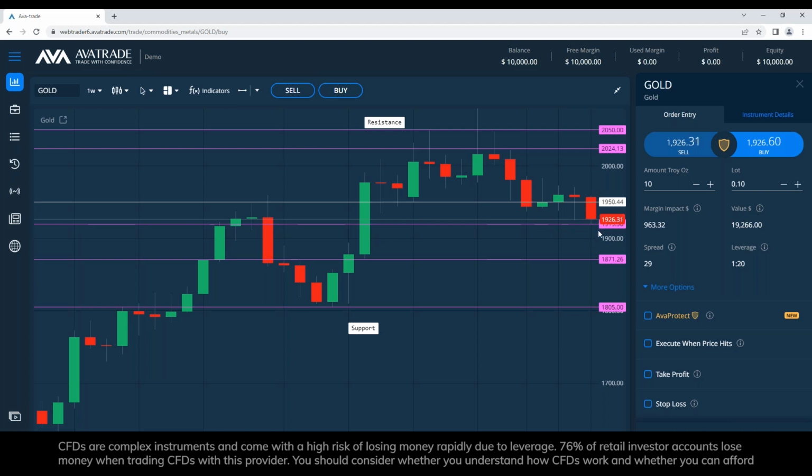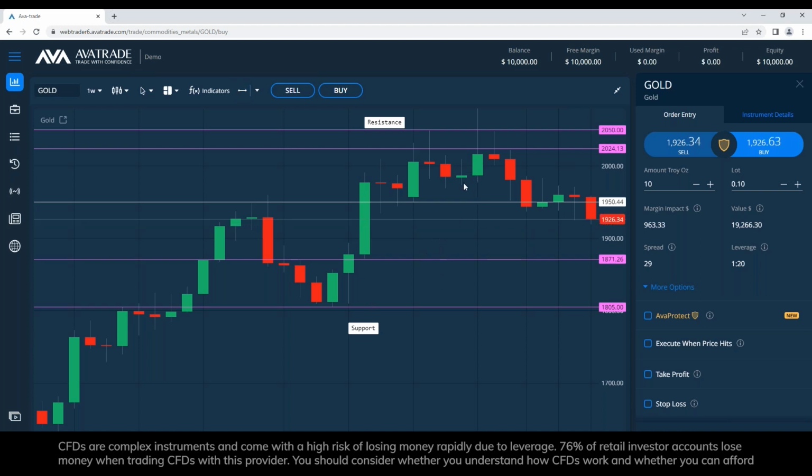If it goes up, in order to break it, it already passed that level. In order to pass the next support line, that's much lower, right? 1870 something. So this is technical analysis.